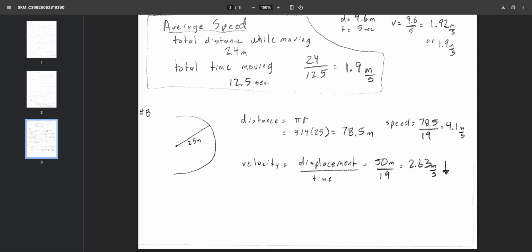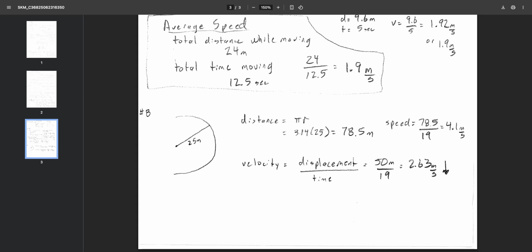And finally, number 8, Stephen runs half a lap on a circular track of radius 25 meters. And he does that in 19 seconds. Calculate his average speed. So this goes back to problem number 2. You have to figure out the total distance he ran. So pi times the radius, pi because he did half a lap instead of a full lap. So 3.14 times 25, and that gives you 78.5 meters. 78.5 meters over 19 is 4.1 meters per second.